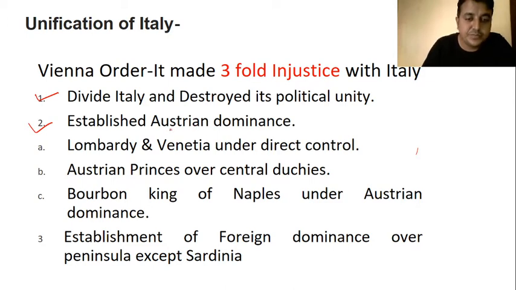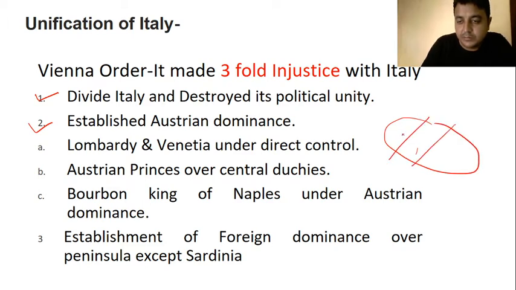The second thing, establishment of Austrian dominance all over the Italian peninsula. How is it so? Let's take an example here. Austrian dominance. So here in the north portion there were two areas, Venetia and Lombardy. Clear? Here are the central duchies, and here is Naples and Sicily. It is also known as Kingdom of Two Sicilies.